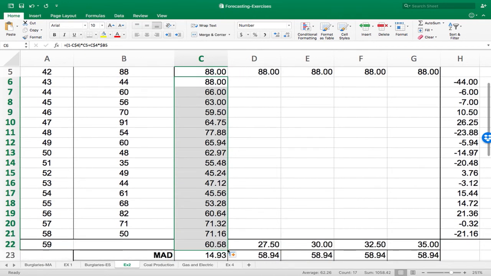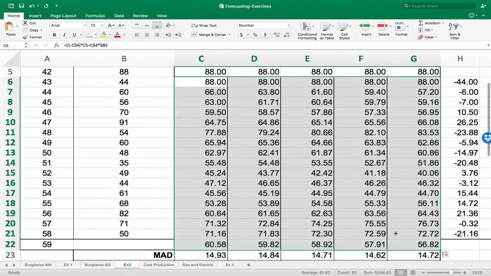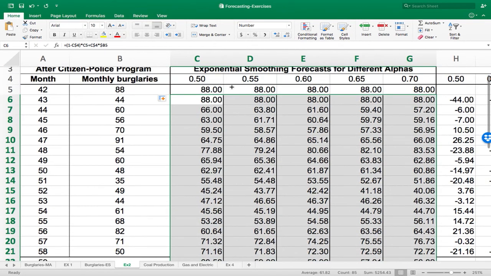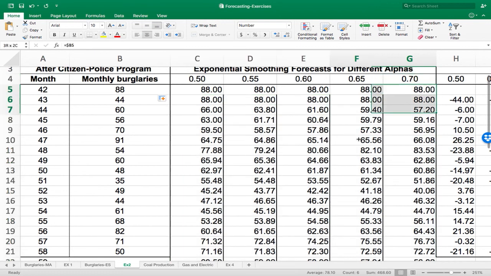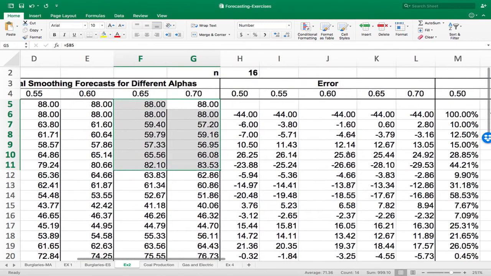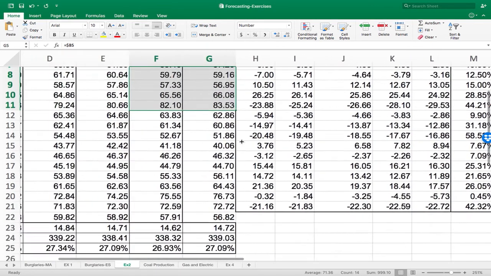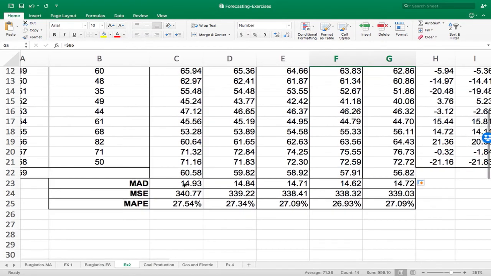So if you select them, then drag it all the way to the right, here it is. Everything is updated now. So under 0.5, 0.55, 0.60, 0.65, and 0.70, now you have the forecast values for these months. And the error values are automatically calculated. Relative error values are automatically calculated as well. Here what you see is the MAD, MSE, and MAPE. If you carefully analyze them, you see that the minimum error values are obtained, I guess, right here.